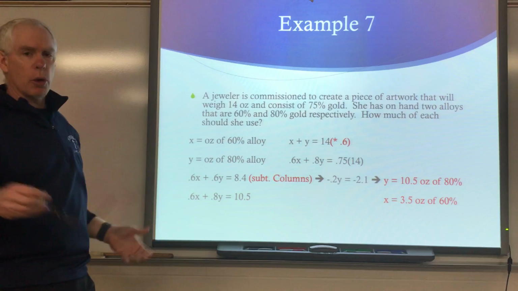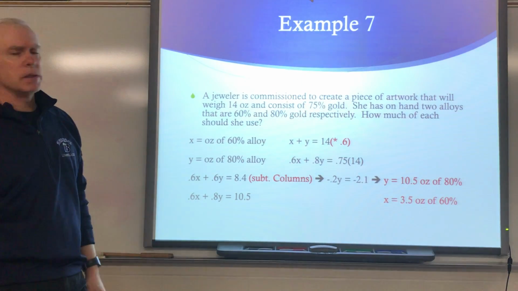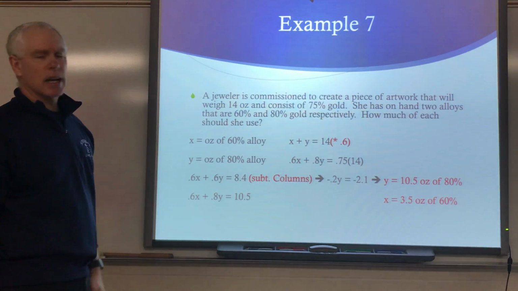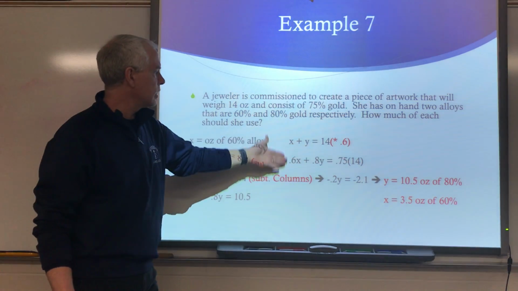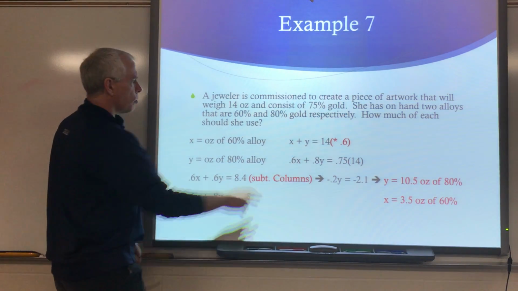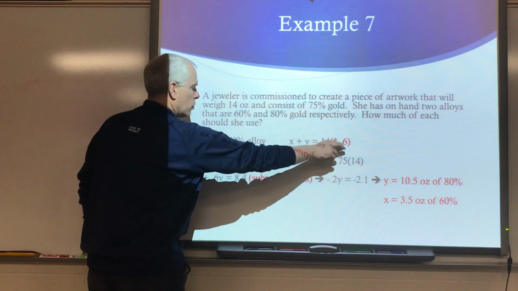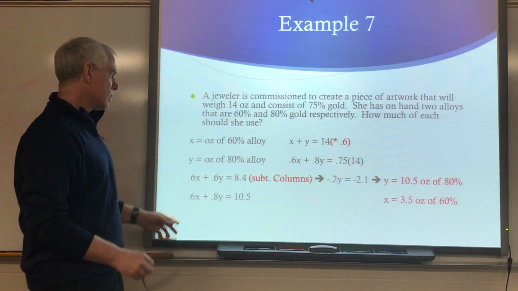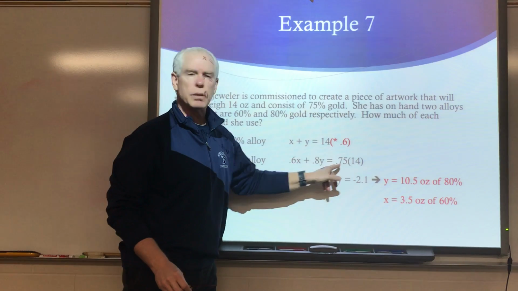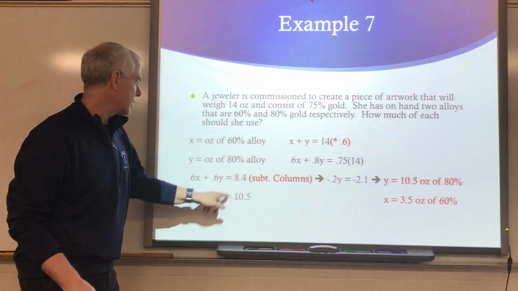So again, they're both in standard form. I've got the columns aligned, but the x's and y's aren't the same. So I chose to just multiply the first row by 0.6 to get the x's to be the same. So 0.6x plus 0.6y equals, if you take 0.6 times 14, you get 8.4. The second equation I left alone, except I multiplied the 0.75 times 14 to get 10.5.